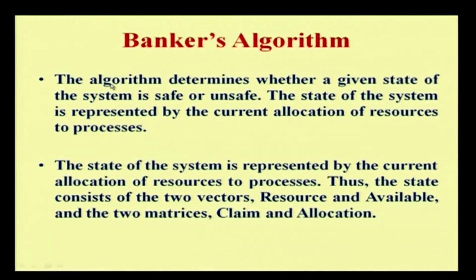So that is what the third point says. Here the algorithm determines whether a given state of the system is safe or unsafe. The state of the system is represented by the current allocation of resources to processes. Thus the state consists of two vectors, resource and available, and two matrices, claim and allocation.